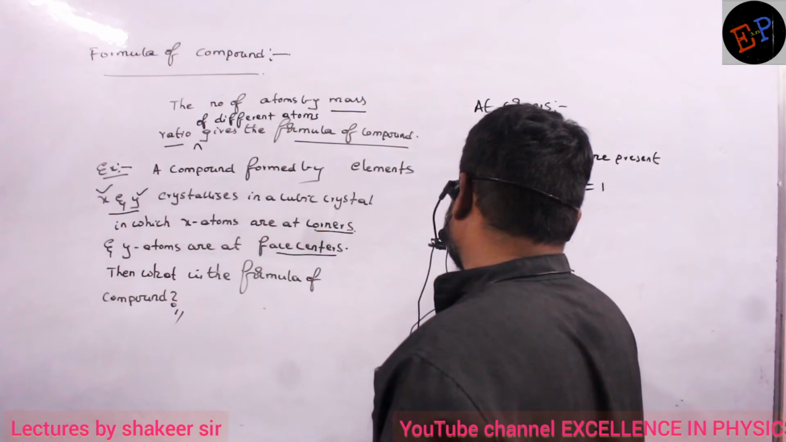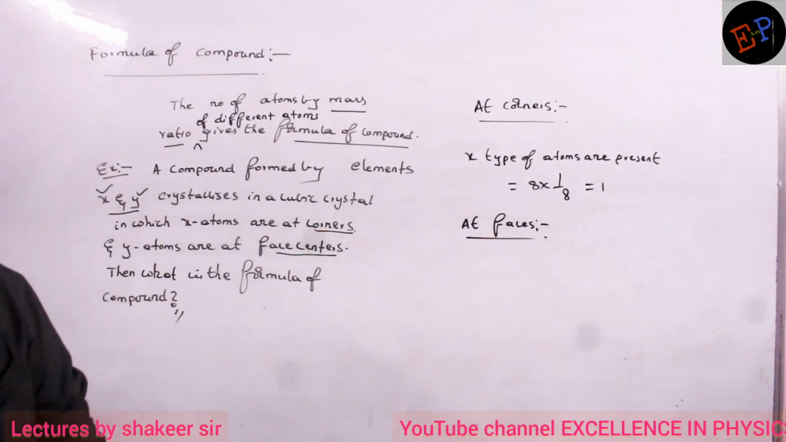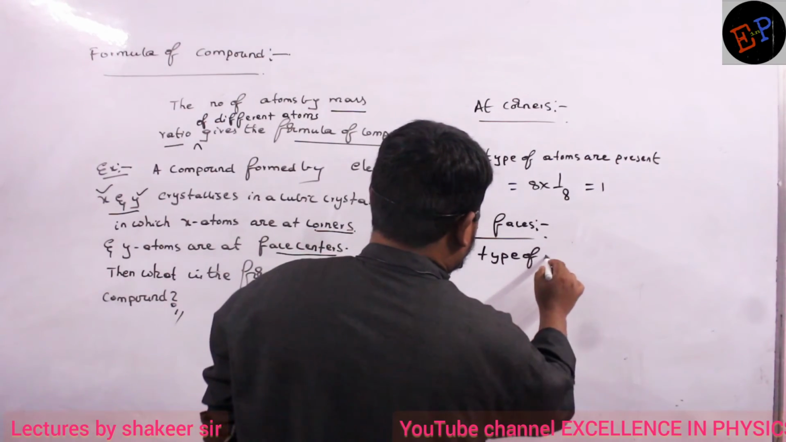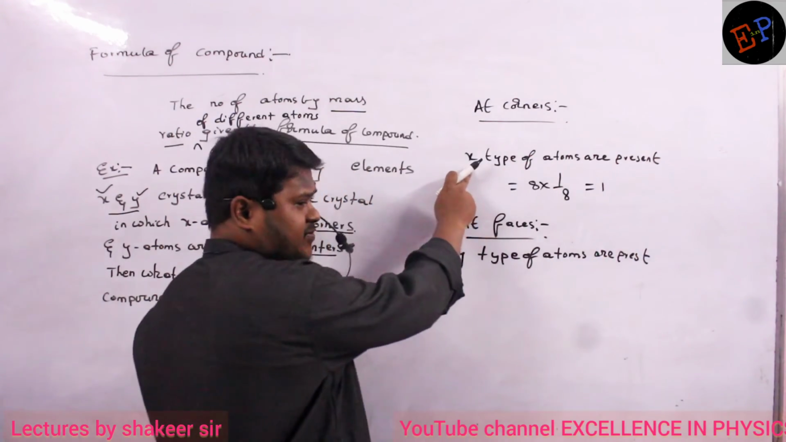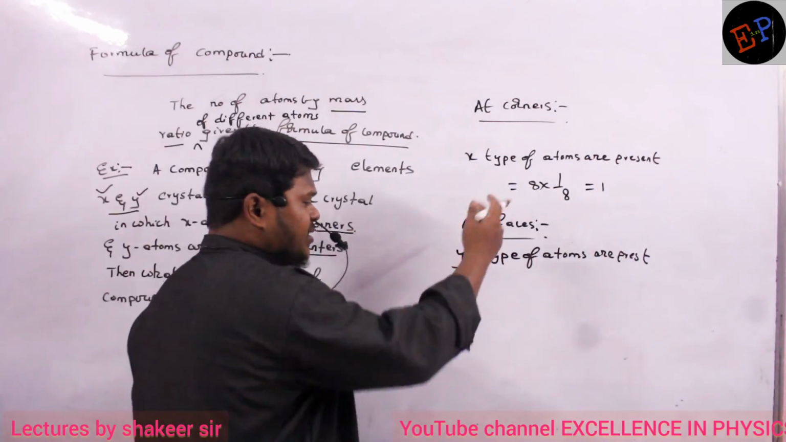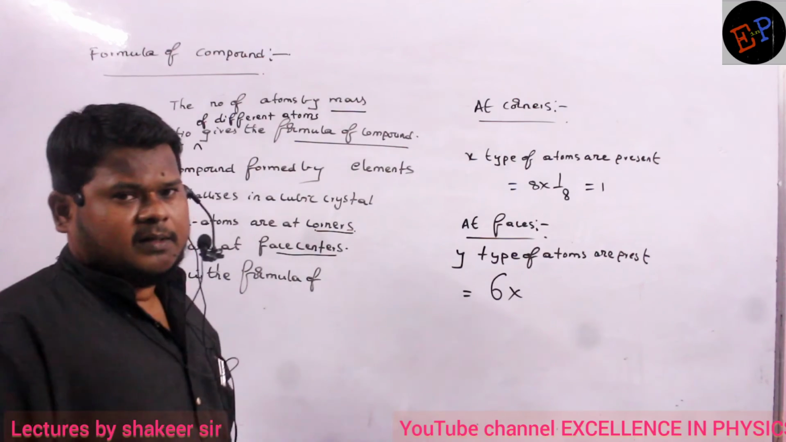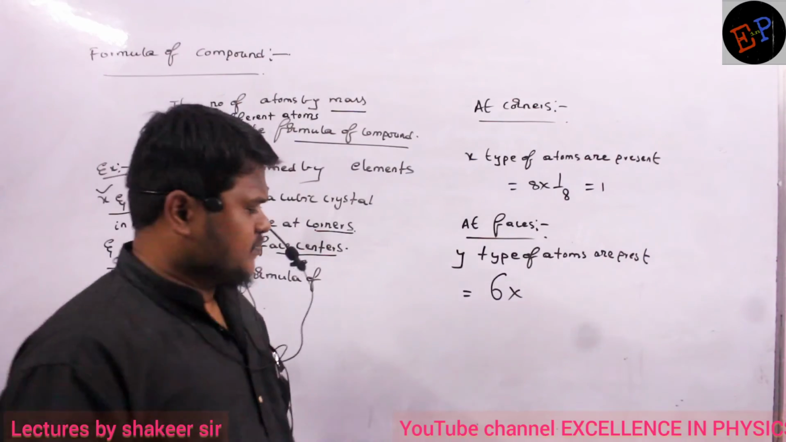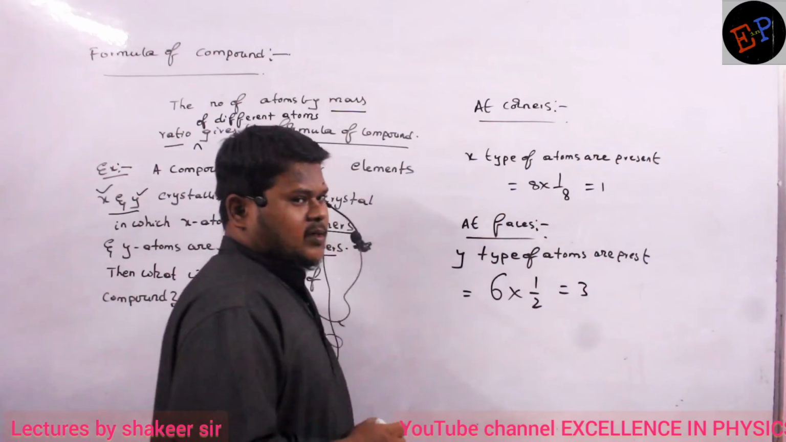Now let us write at faces. Okay, ma? On the center of the face, which atoms are present? Y type of atoms are present. So at the corners, X type of atoms are present. At the faces, Y type of atoms are present. And how many faces are there, ma? 6 faces will be present in a cube. And each atom at each face contributes how much? 1 by 2. So 6 into 1 by 2 is how much? 3. Are you able to understand?